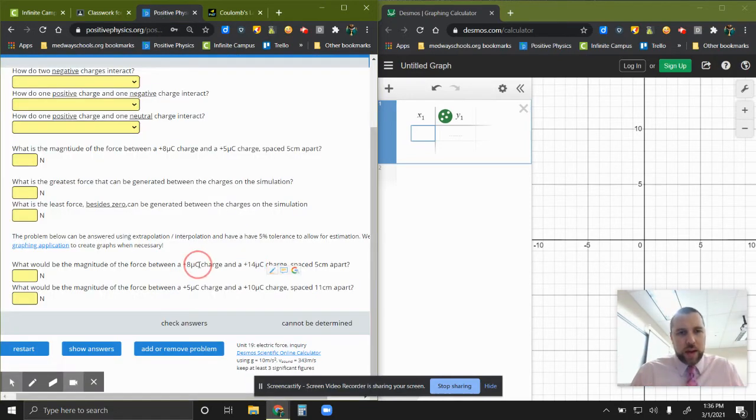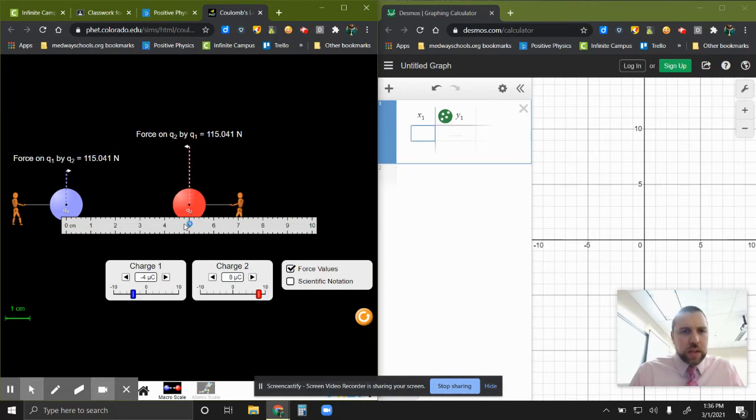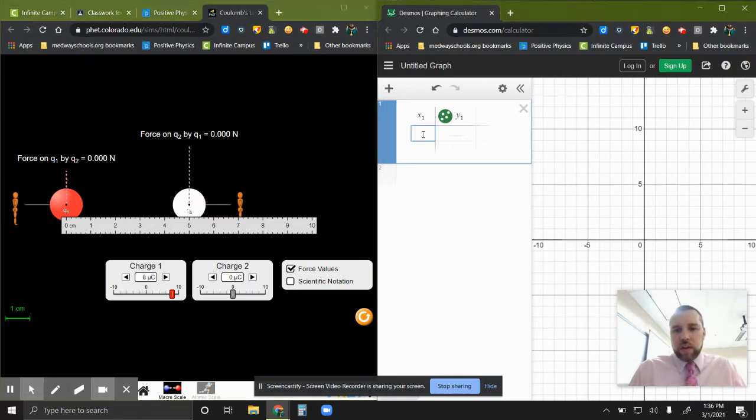So this says, okay, mine is 8 microcoulombs, 14 microcoulombs, and they're 5 centimeters apart. So I'm going to set this up to be 5 centimeters apart and make one 8 microcoulombs, and I'm going to manipulate the other one. So if it was 0, then there'd be 0. So my x, which is my independent variable, the thing I'm going to manipulate, is going to be charge. We typically use Q for charge because it's the quantity of charge. And then the y is going to be the force output.